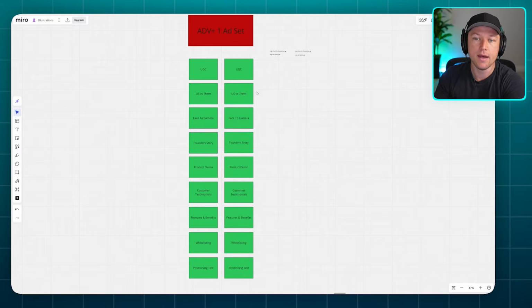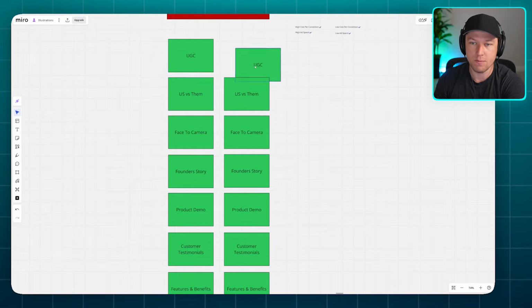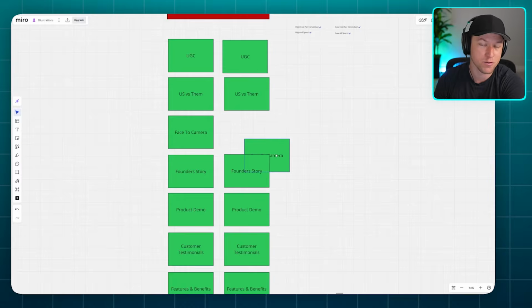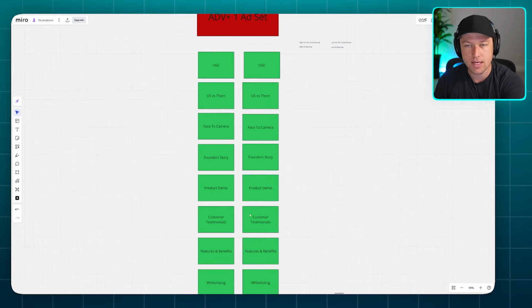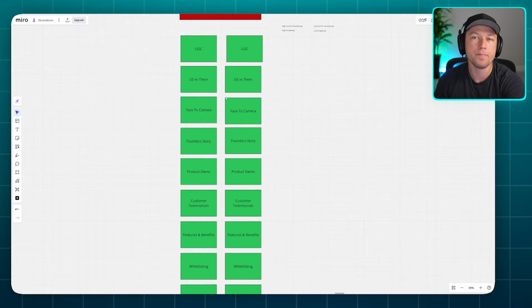So keep in mind that these ads will overlap. You might have a UGC ad that is also an us versus them, or a UGC ad that's also face to camera, or a face to camera ad that's a founder story. There's a lot of overlap that can happen, but we want to have at least these 9 themes in here, right? We want to make sure that we have at least these for creative diversity.